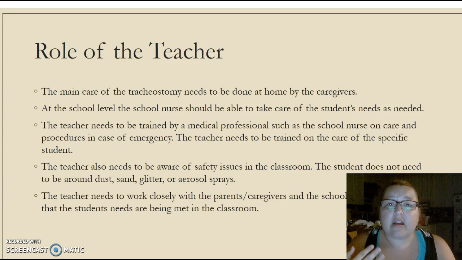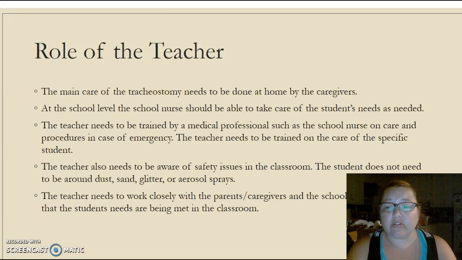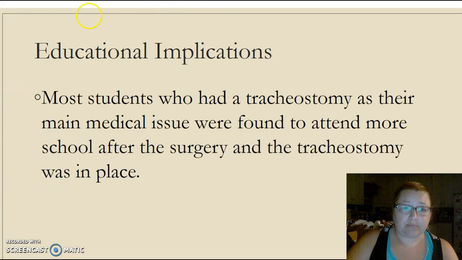When we breathe, the air is filtered by our nose and mouth and warmed up, and none of that happens through the tracheostomy. So those students can't be around sandboxes or where glitter is used for arts and crafts. And teachers need to work closely with the parents, caregivers, and the school nurse to make sure that the students' needs are being met in the classroom.